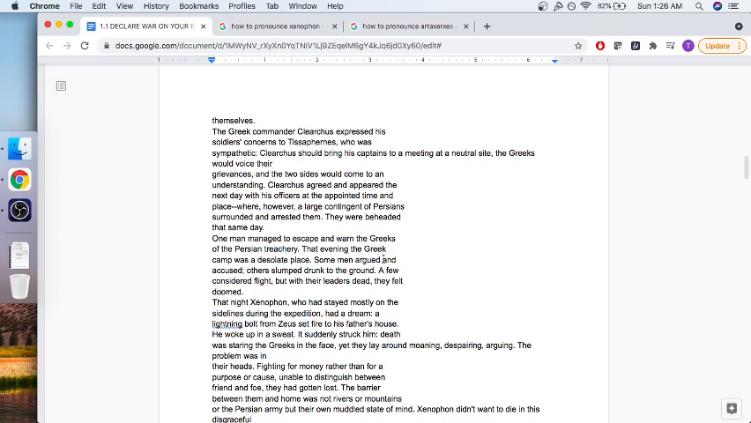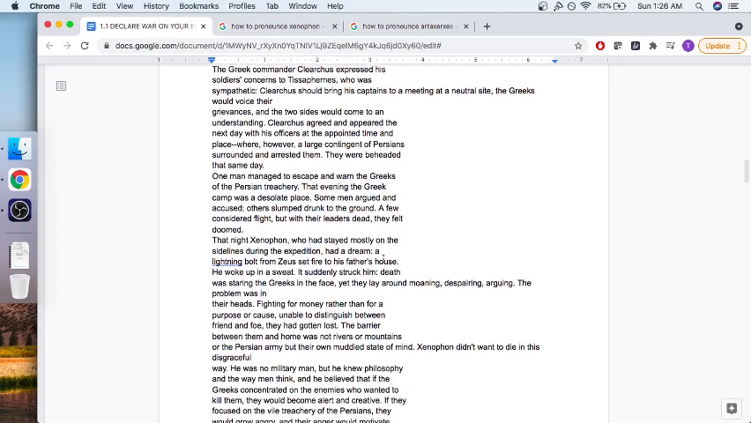Basically, they were told to bring their captains to a meeting at a neutral site, and the Greeks would voice their grievances, and the two sides would come to an understanding. The Greeks agreed and appeared the next day with their officers at the appointed time and place, where, however, a large contingent of Persians surrounded and arrested them.